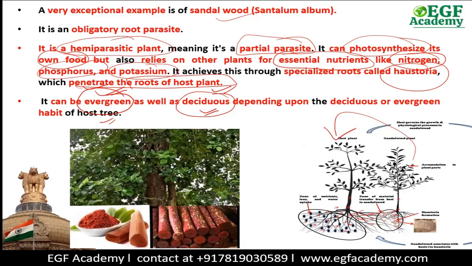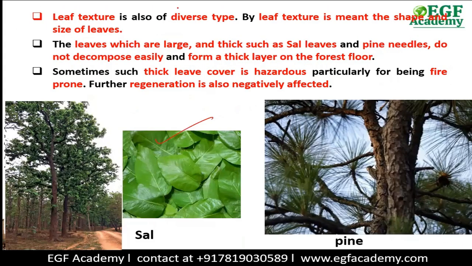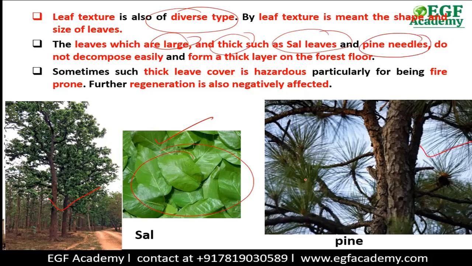Now in trees, the leaf structure also varies. They are of diverse type. Diverse leaf structure also shows a type of adaptation in plants. For example, in sal leaves, this is the sal leaves. This is the sal tree. These are the leaves of the sal tree. These leaves are large and thick. Now in the pine tree, needle-shaped leaves are found. Now both these types of leaves, the sal leaves and pine leaves, do not decompose easily.